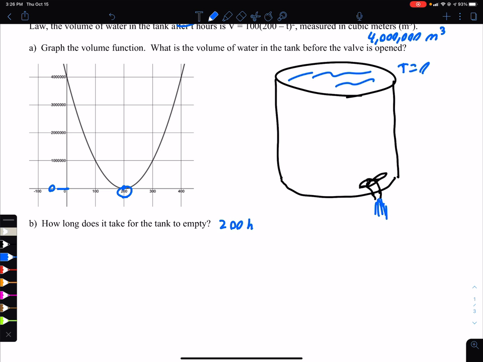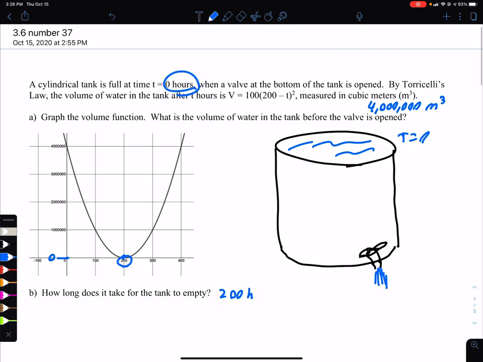Now, how could you do this without a calculator? Well, part A, you want the volume at time 0. You're just going to put a 0 right there. It's going to be 100 times 200 squared. 200 squared is 4 with 4 zeros, and then 2 more zeros from that, and you get 4 million cubic meters of water.